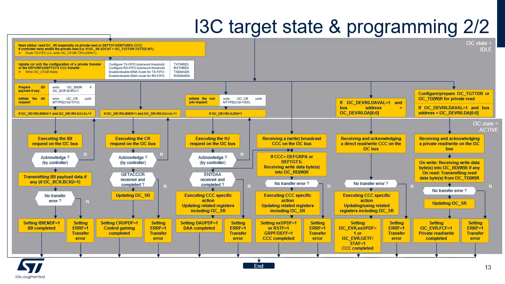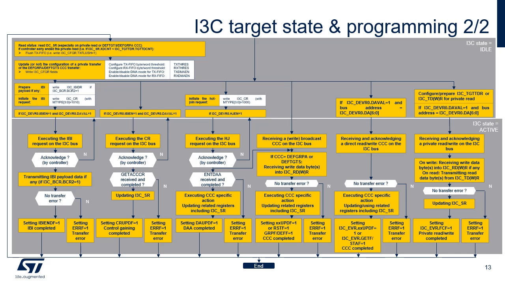A broadcast write CCC is seen by all I3C slaves. A direct read or write CCC may alternatively read or write data from or to one or more specific I3C slaves, one slave at a time, selected by the slave dynamic address. A private read or write is a memory-mapped access to a register in the target.